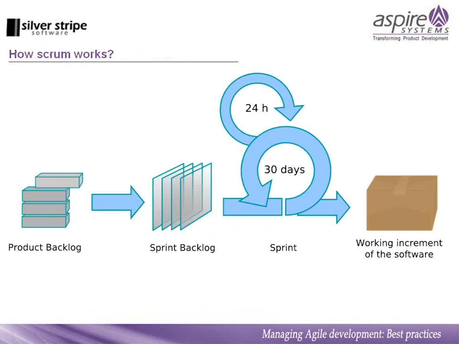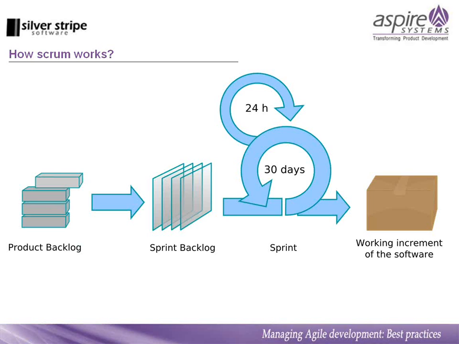So this is how Scrum works at a very high level. The product owner takes a list of features, prioritizes them, and this prioritized list of features is what is known as the product backlog. Once the prioritized product backlog is ready, the product owner, the team, and the Scrum Master sit together to form what is known as the sprint backlog.